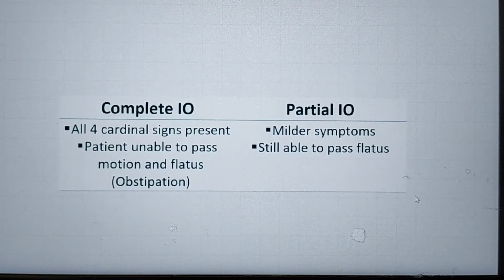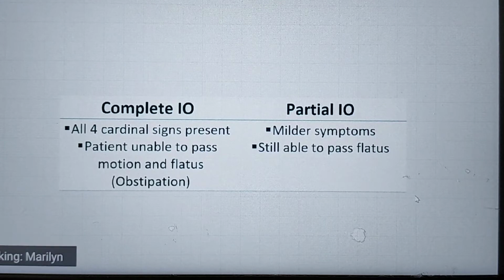And then we can further divide into complete or partial intestinal obstruction. Those who have complete intestinal obstruction might have all 4 cardinal signs, and the patient is unable to pass motion and also flatus. Sometimes we also call this obstipation. In partial intestinal obstruction, the symptoms are milder and the patient is usually still able to pass flatus.